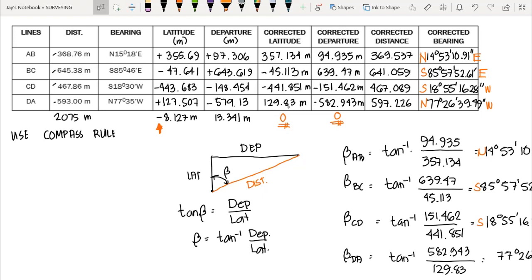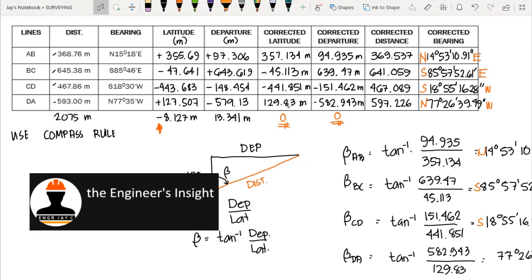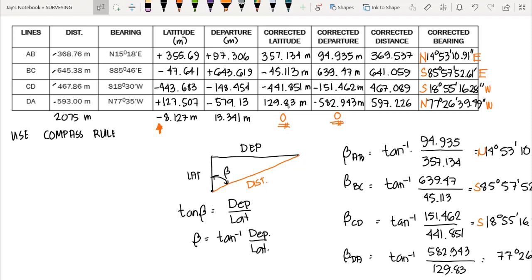Now, let's try to use another method. We have a transit rule. In transit rule, you expect that we come up with a different answer. In my next video, or in part 3 of this discussion, we will try to solve the same problem using transit rule. I will provide you the link of part 3 in the description.